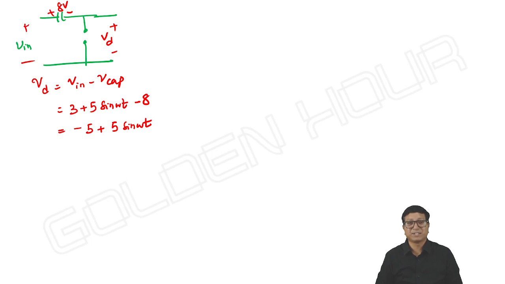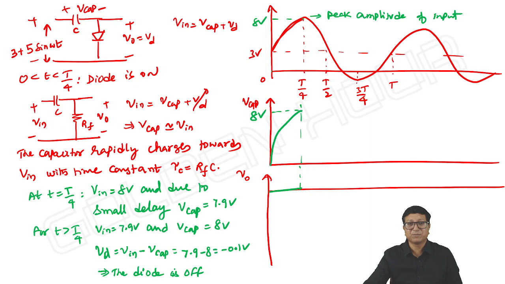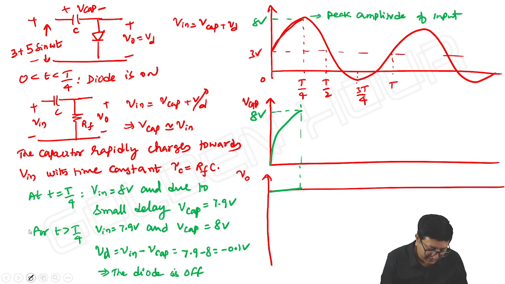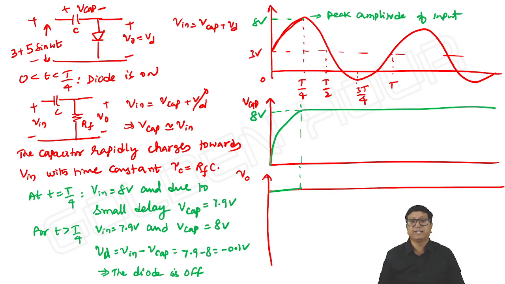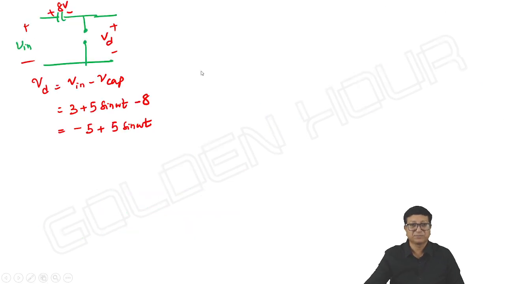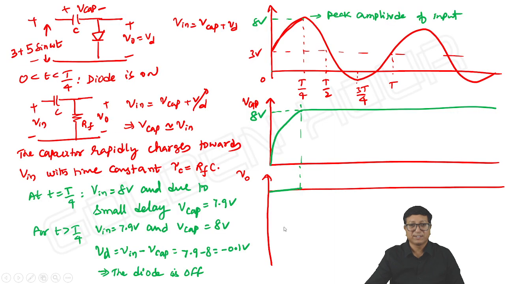See the interesting point here. The output equation is not changing. In the waveforms from here onwards, the capacitor is neither charging nor discharging as the diode is off. It holds the voltage of 8 volts forever. It is neither charging nor discharging due to this equivalent circuit. The capacitor can neither charge nor discharge.